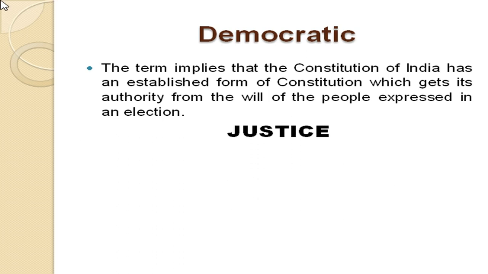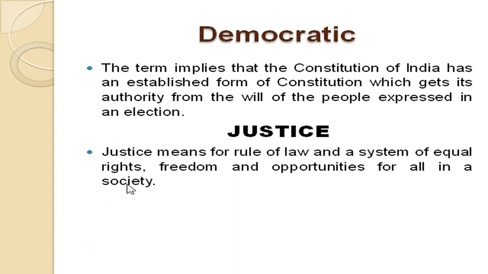Next is justice. So we came to the point where we are going to discuss the factors. The first one is justice. Justice means the rule of law and the system of equal right, freedom, and opportunities for all in a society. As I said, there should not be any discrimination. It is kept in mind that there should not be any discrimination against any kind of people. All the citizens of India have equal rights, opportunities, and freedom to speak, to communicate, to express their feelings in the best way they can.